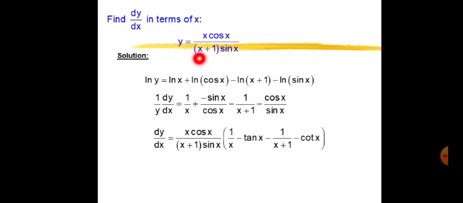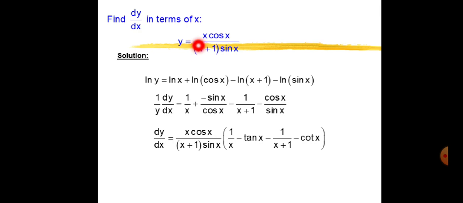Here we have x cosine x over x plus 1 sine x. Here we have more than two terms multiplied by each other, or we have a quotient, so it is very hard to use the rules of quotient and the product. So we have to break the complexity of this problem because you have more than two terms multiplied and divided by, so we have to apply ln for both sides.